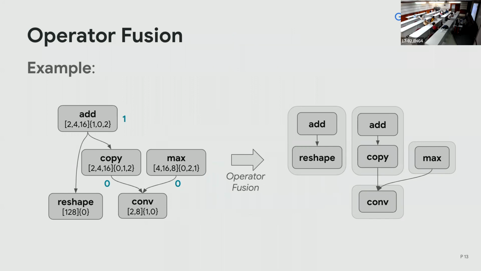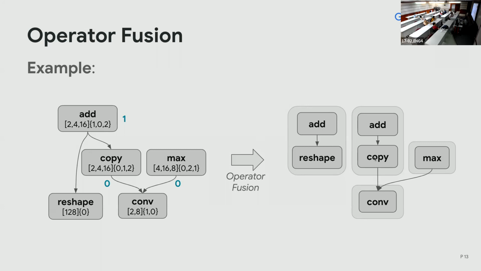Here is an operator fusion optimization. Here, the configuration that we annotate at each node dictates whether we should fuse that node to its consumer, where one means we want to fuse that node to all of its consumers. So in the resulting graph, as you can see here, add gets fused with reshape and copy, right?